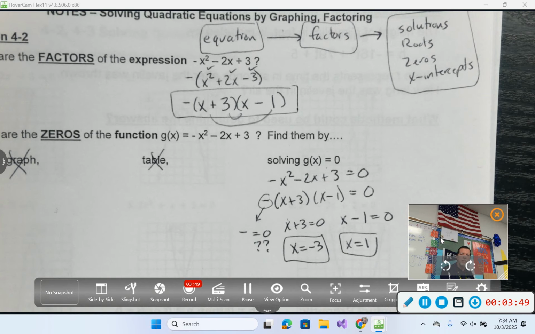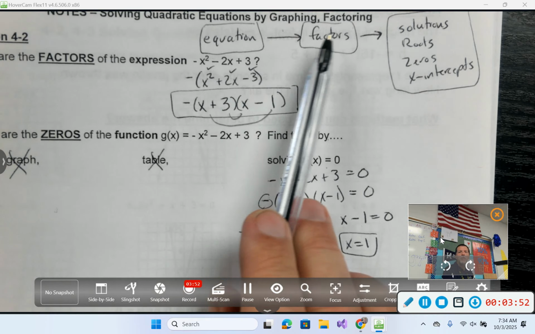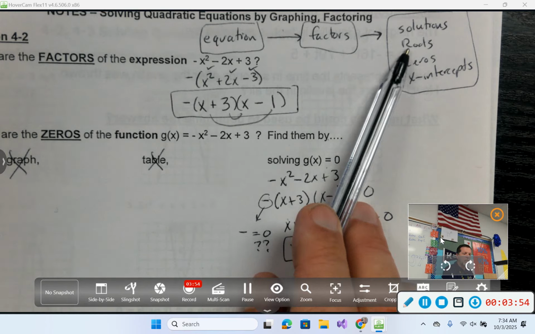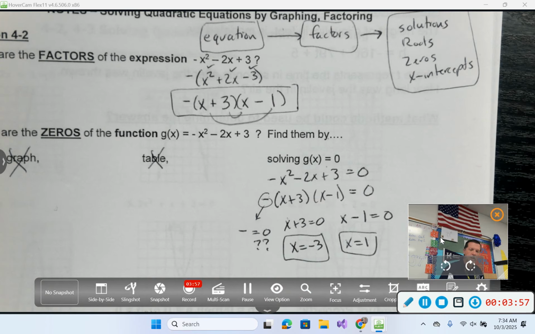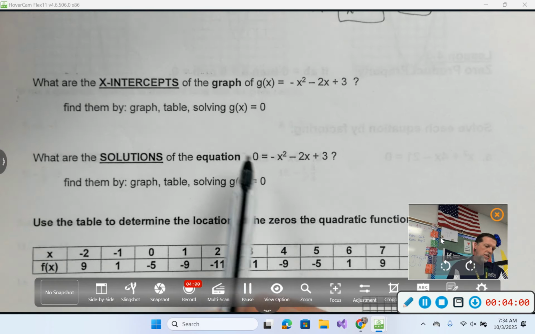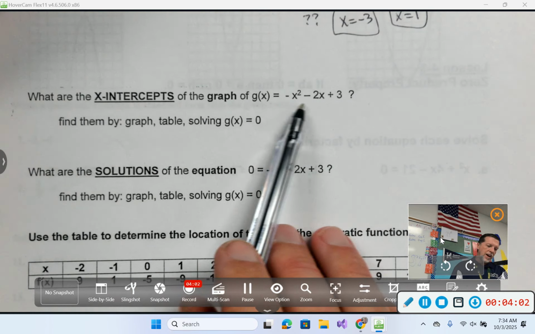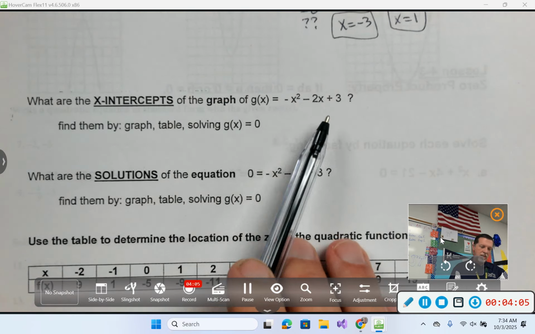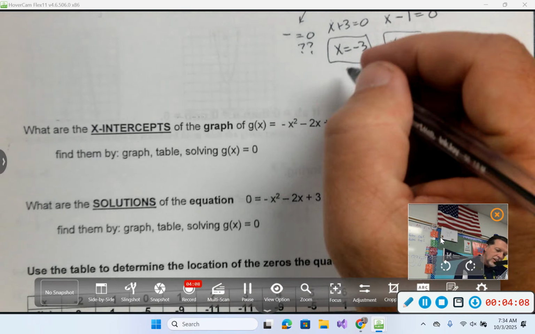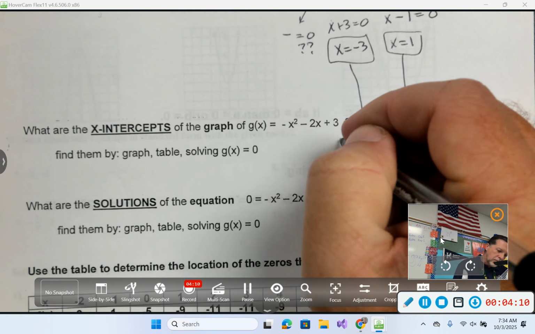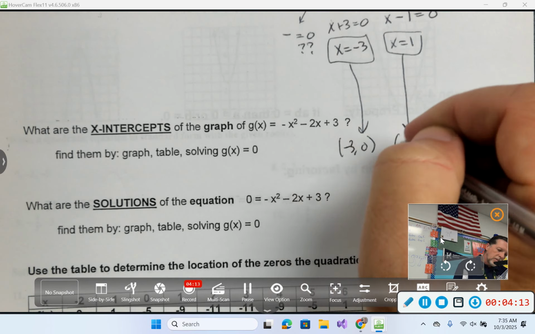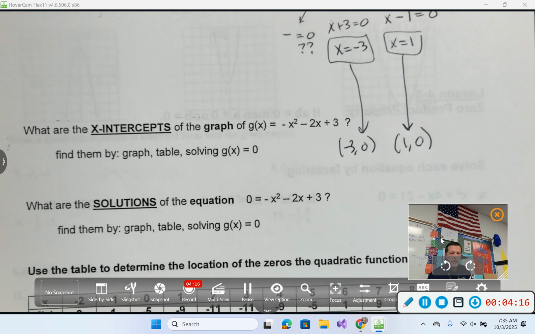So I'm trying to get back to the big picture here. We started with an equation, we found the factors, and then we found the solutions, or the roots, or the zeros, or the x-intercepts. The next question is, what are the x-intercepts of the graph of, and again, it's the same thing. Well, we already factored the thing, so those are the x-intercepts. Negative 3, 0, and 1, 0. We're just trying to triple emphasize that solutions, roots, zeros, x-intercepts are all kind of the same thing.